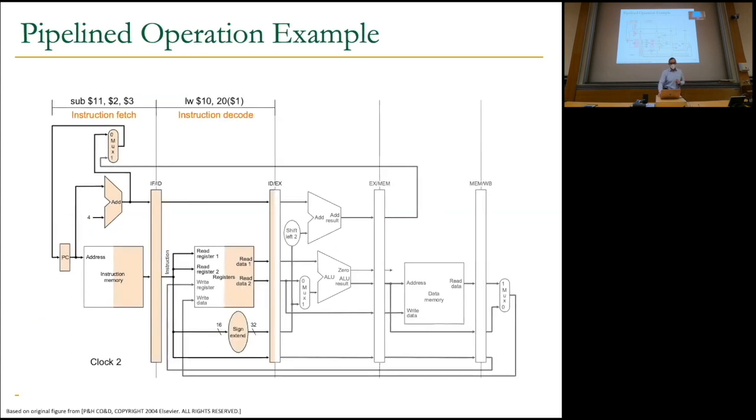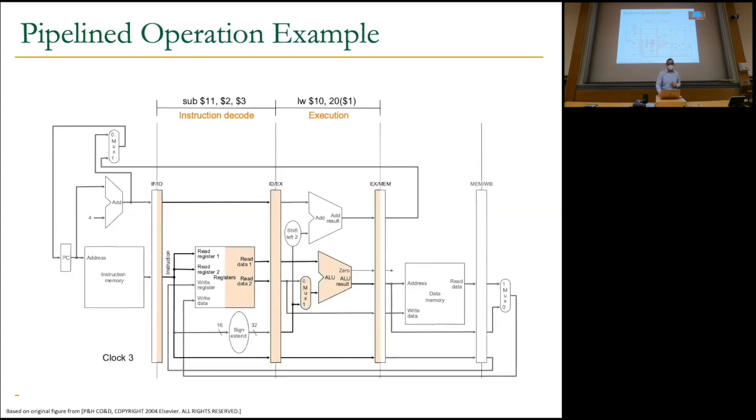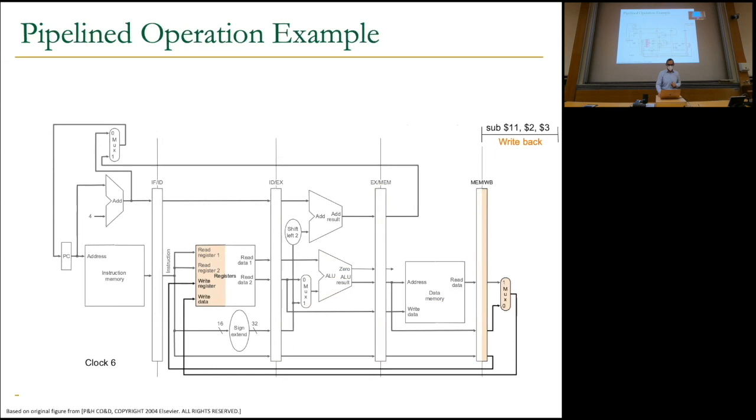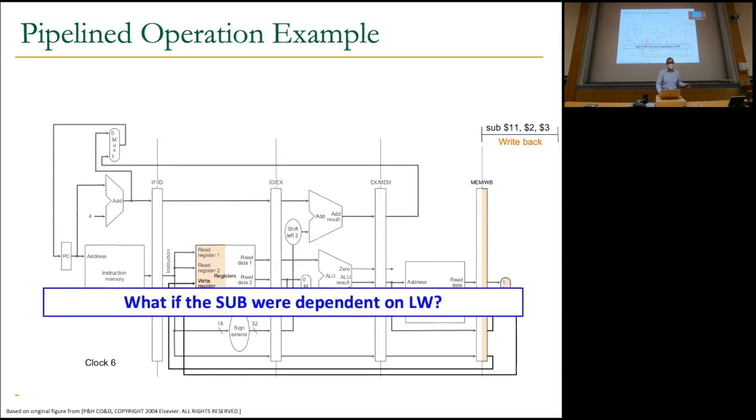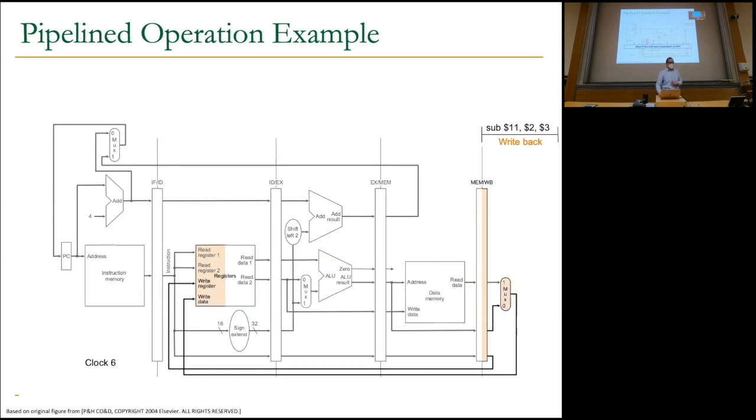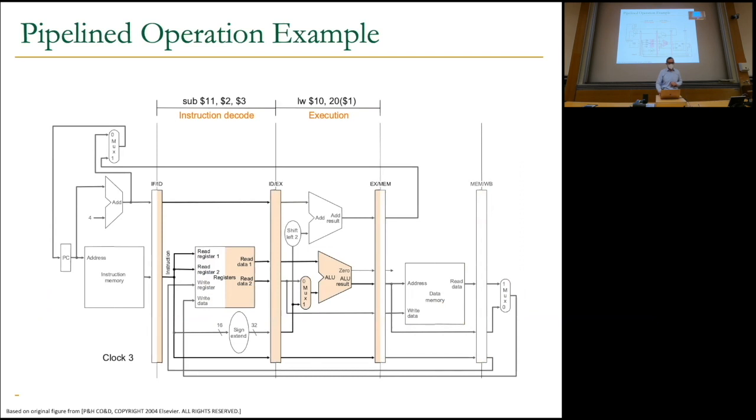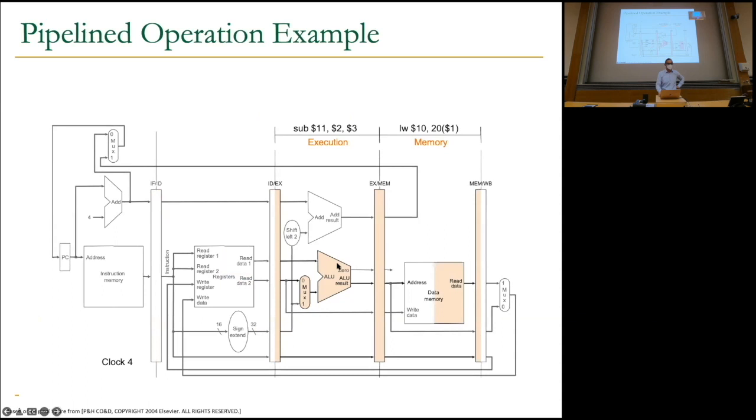Okay, so let's take a look at this. I mean, we've already seen this basically. What if the sub were dependent on load word? Would they be able to flow like this? So load word is executing here. It's calculating its address. Sub is dependent. When load word moves to memory, can sub move over here? Well, I don't think so, right?